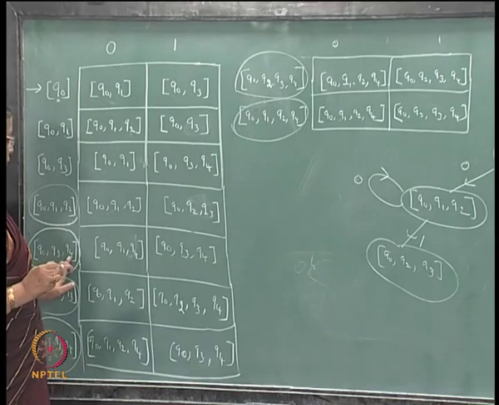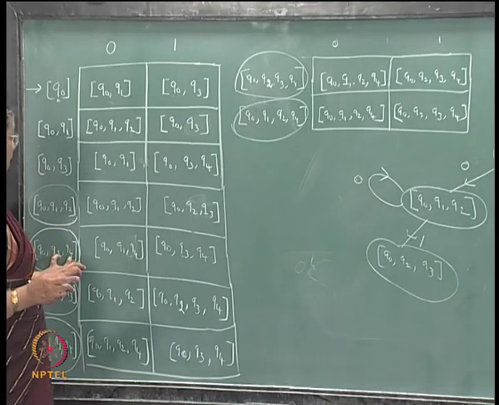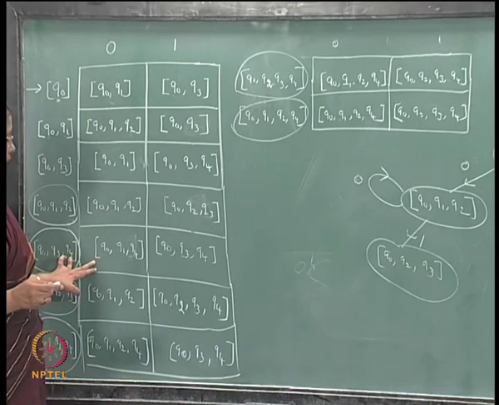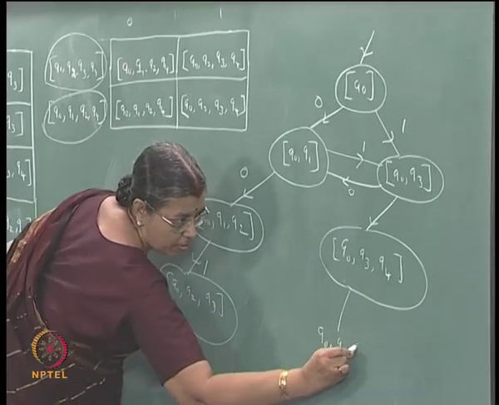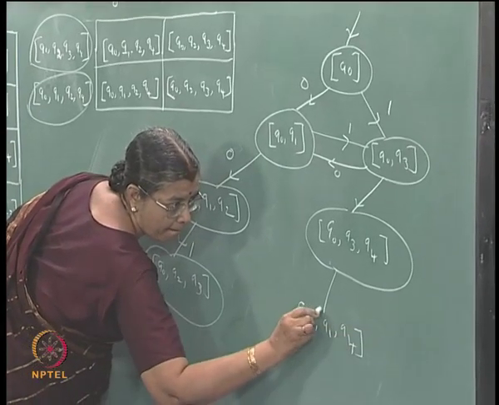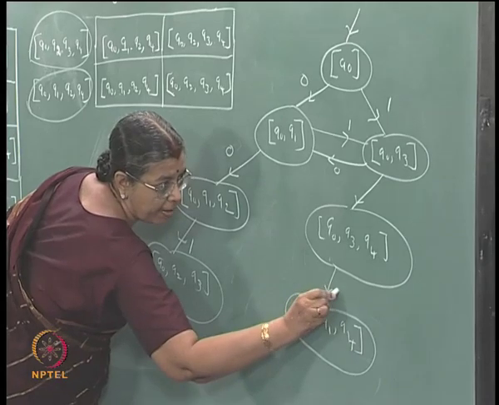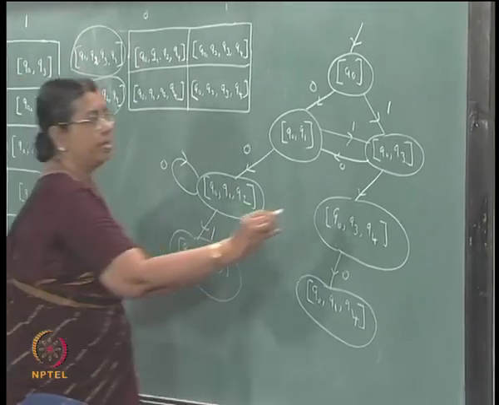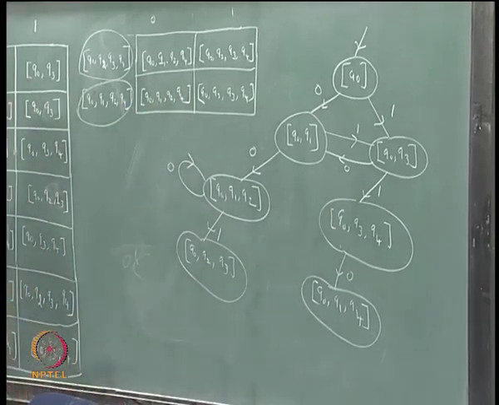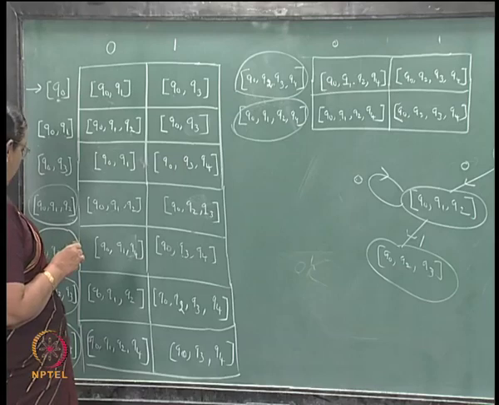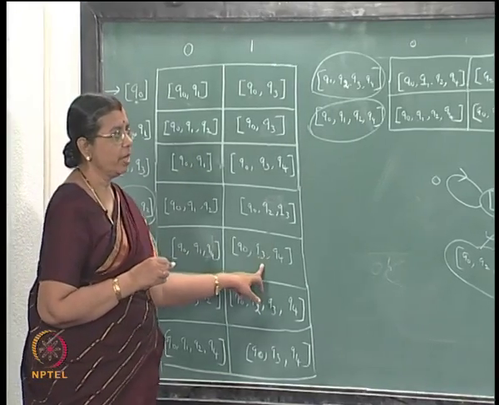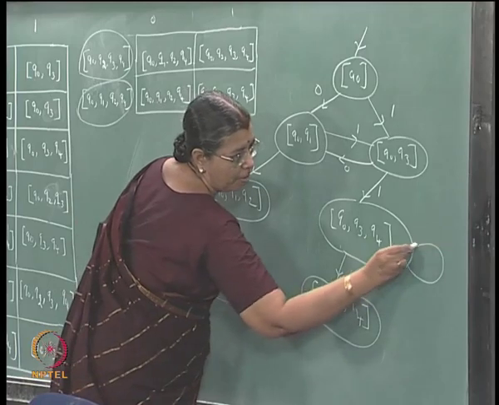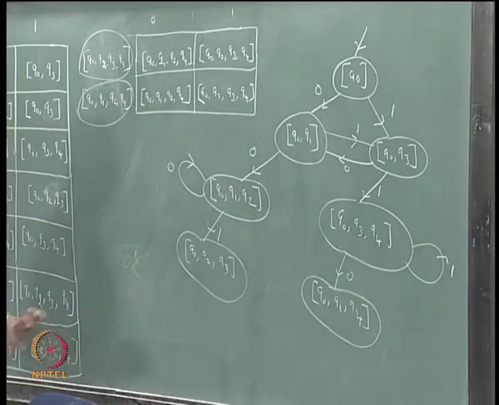From Q0, Q3, Q4, if you get a 0, you go to Q0, Q1, Q4, another state. Q0, Q1, Q4. If you get a 1, you go to Q0, Q3, Q4. That is, the self loop will be there. So, we have drawn 7 states. Now, 2 more states we have to draw.